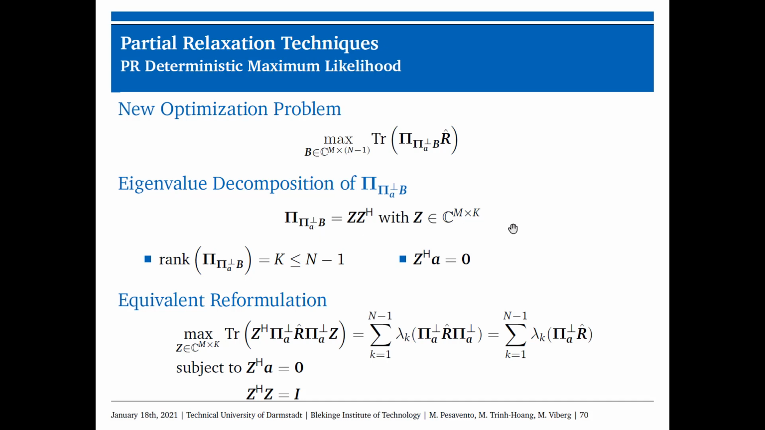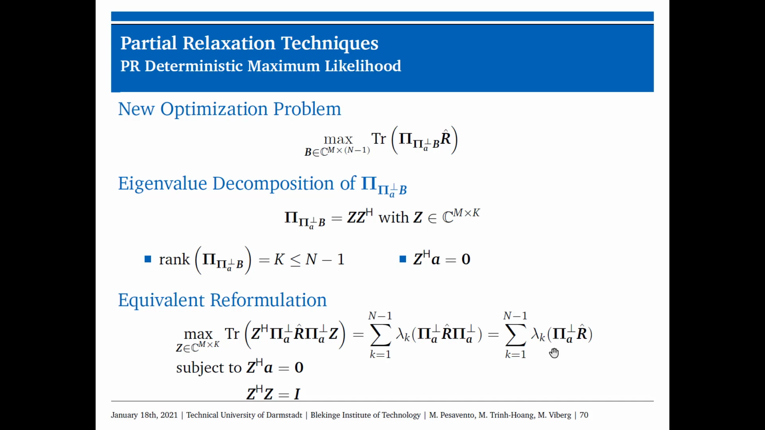Using this decomposition, the optimization problem given here can be reformulated in the following form, where we have a quadratic form with respect to Z, and we have two constraints, one linear constraint and one unitary constraint. This reformulated maximization problem admits a closed form solution given by the sum of the n-1 principal eigenvalues of this matrix argument. Or also this matrix argument, they are the same when we are computing the eigenvalues.